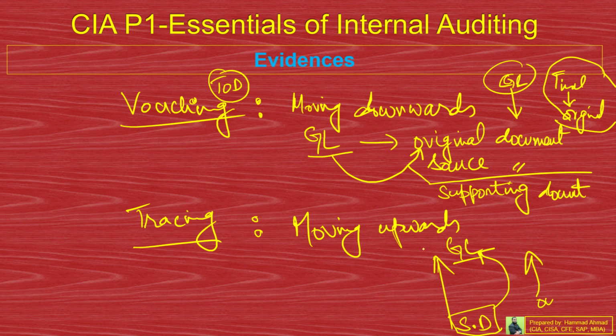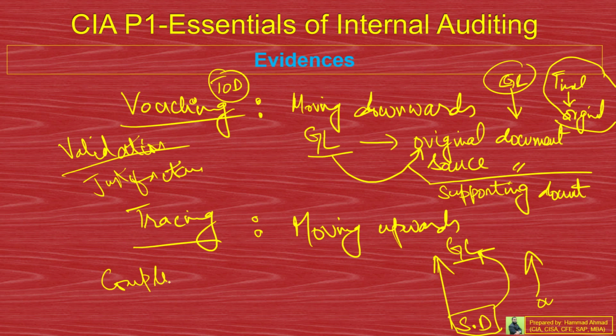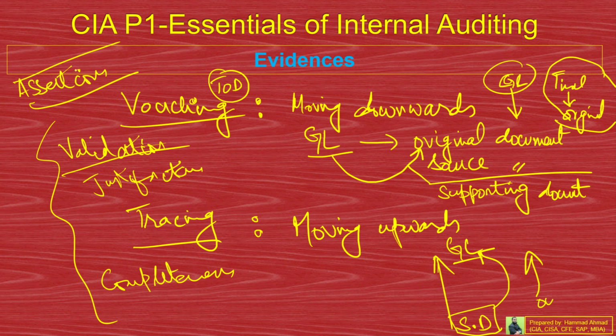We trace entries in the GL and we vouch for the expenses in supporting documents. Got it? Yes. Tracing is for completeness, making sure that everything has been properly recorded. Yes, correct. And then vouching is validating the information. Correct, 100% you are right. This is validation or justification of expenses or anything. This is validation or confirmation and this is ensuring completeness. By the way, there are different assertions of financial statements and this completeness is related to both of these. Yes guys, got it?